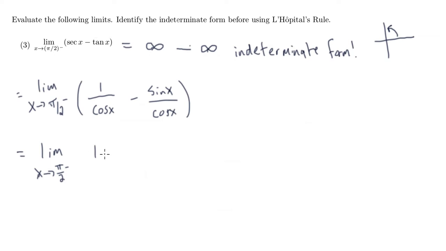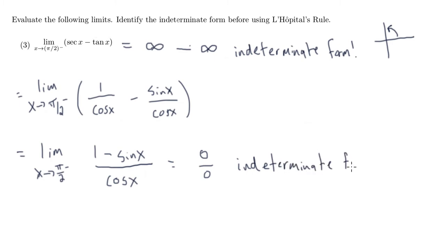So the limit of 1 minus sine x over cosine x. And now we see this is 0 over 0. Of course, it's still an indeterminate form. We haven't really done anything to change the fact that it's an indeterminate form. We've just turned it into another type of indeterminate form that we can apply L'Hopital's rule to.